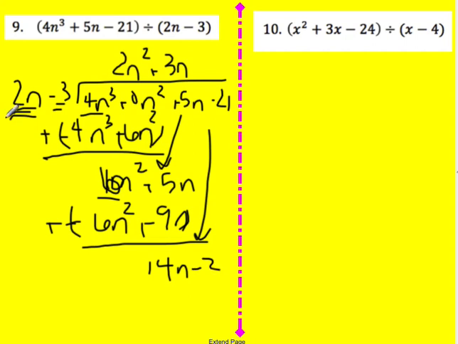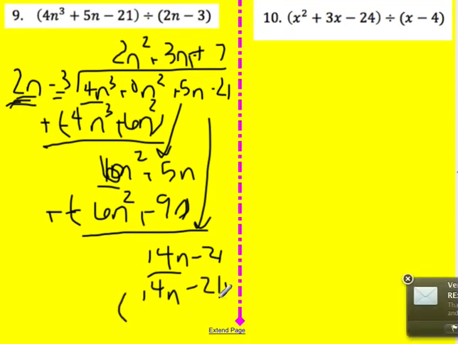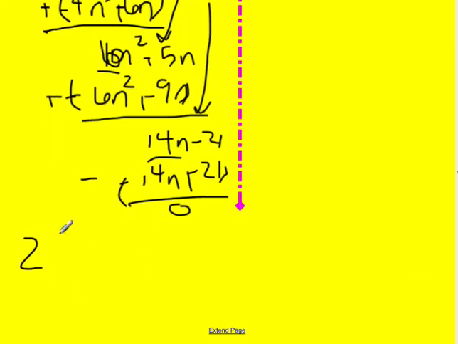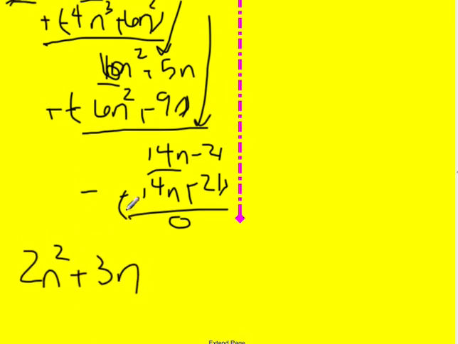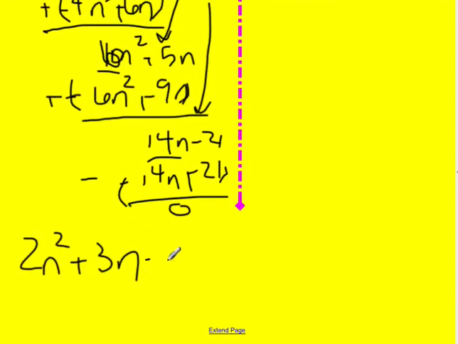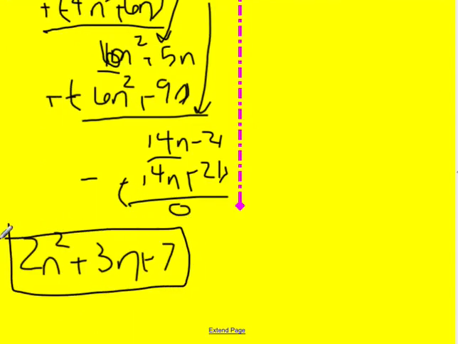So I need to figure out what I need to multiply 2 by to get to 14, which is 7. So I'm adding 7, and I'm multiplying each of those terms by 7. 2n times 7 is 14n. -3 times 7 is -21. Now I'm subtracting this off, so I change the signs of everything, and I end up getting a remainder of 0. That means my answer is 2n squared plus 3n, or is it -3n? I can't see or remember. Positive 3n plus 7. And that's our final answer.